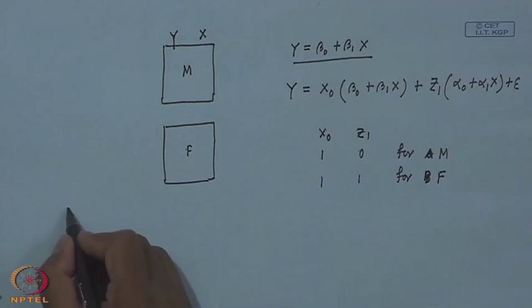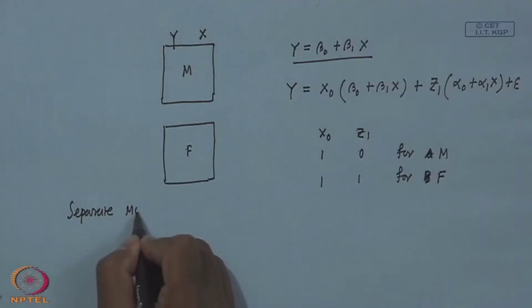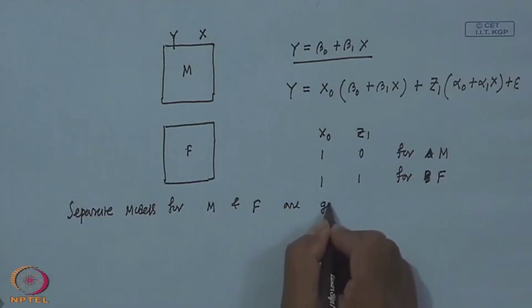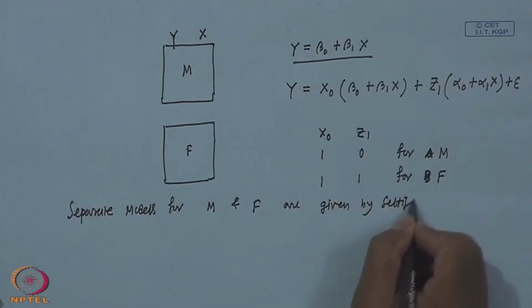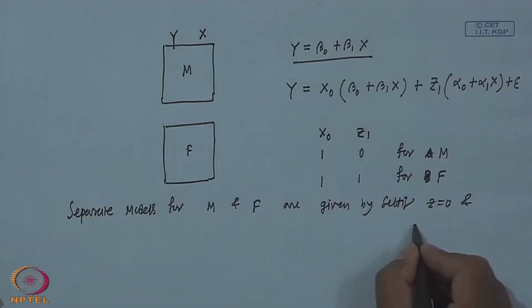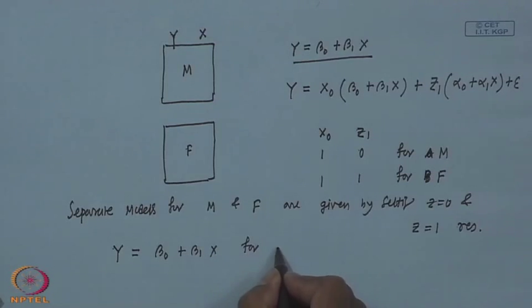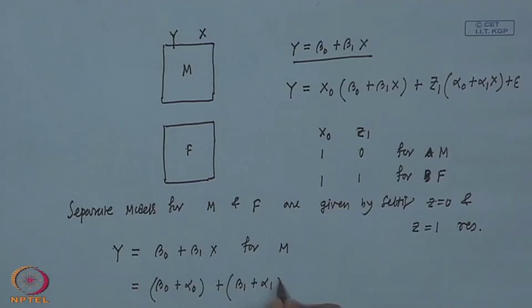So, the separate models for male and female are given by setting z equal to 0 and z equal to 1 respectively. So, the model we recommend is y equal to beta naught plus beta 1 x for male, and beta naught plus alpha naught plus beta 1 plus alpha 1 into x for female.